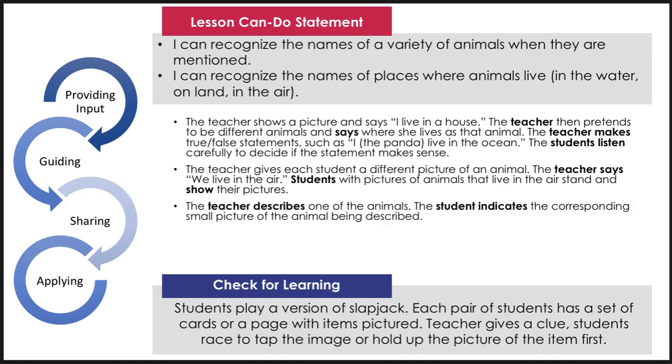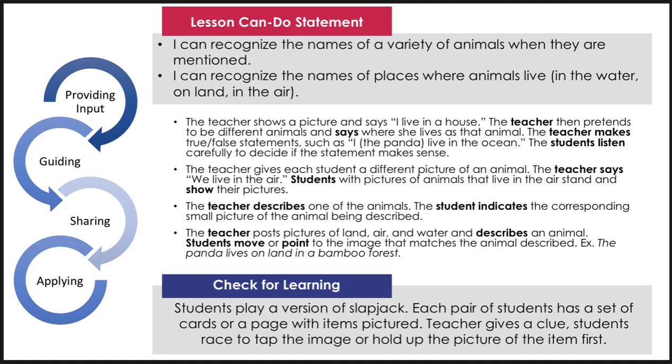The next activity, the teacher is again describing animals, more input, but this time individual students are showing or pointing to pictures. Finally, the teacher has posted images of land, air, and water, describing an animal, and individual students are moving or pointing. At this point in this learning episode, the teacher determines that it's time to check for learning. It is near the end of the 30 minutes, and the teacher needs to have evidence of where the learners are before moving on to a subsequent learning episode.